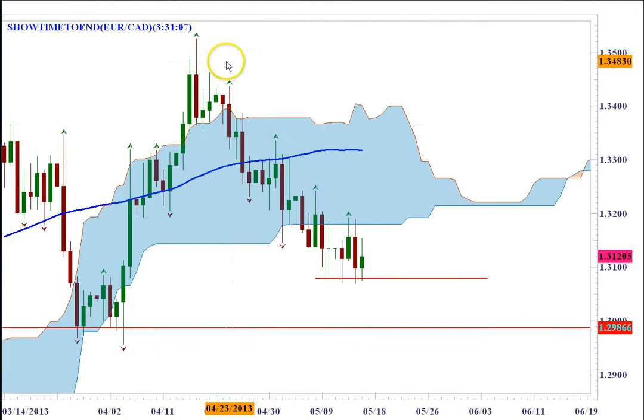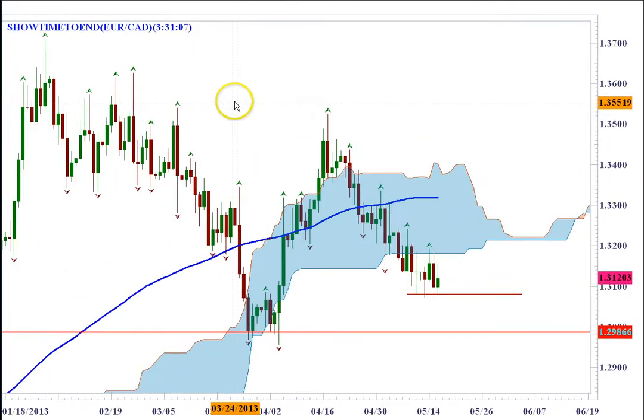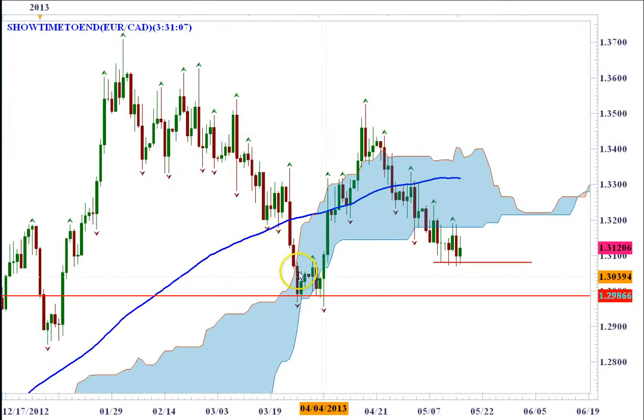Let's go to the Euro CAD. Euro CAD on a daily time frame. Euro CAD, I don't really love trading it because it makes so many wicks. It's like a lot of long wicks, and it's hard to get your levels. But here you could see clearly a resistance level, clearly a support level right here.